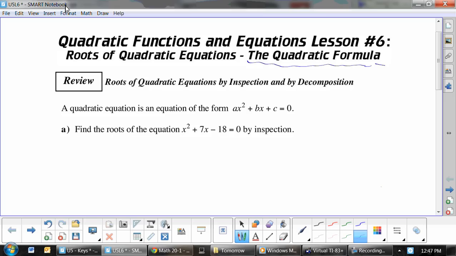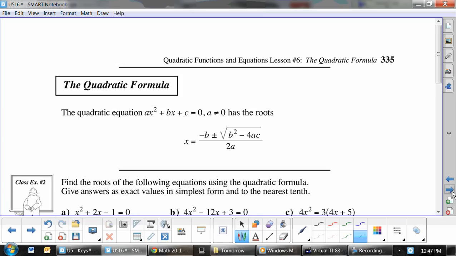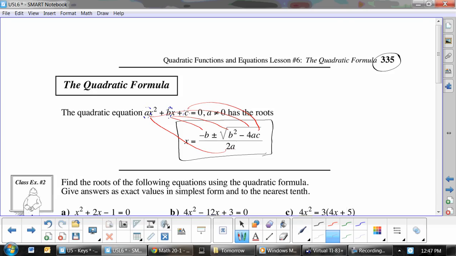And so if you skip 2 pages forward, all the way to page 335, this is the quadratic formula right here. And this is awesome because all you have to do is put these coefficients in, so A, B, and C. Like all the B's go there, all the A's go there, and the C goes there. And this will give you your x-intercepts and your zeros. So this is a nice little trick.